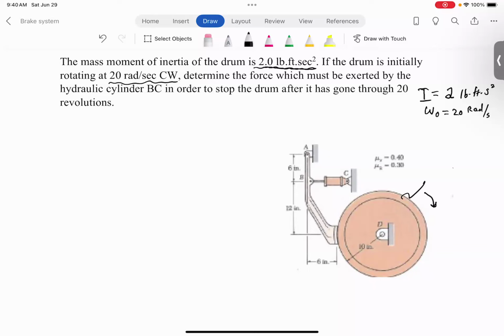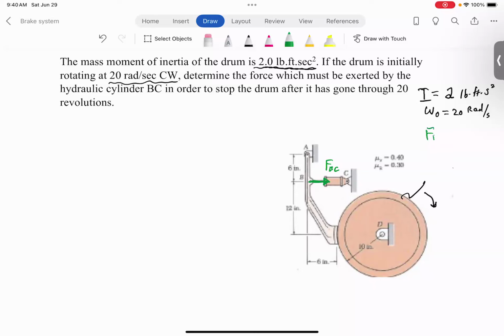It says determine the force exerted by the hydraulic cylinder, BC. So what force should be applied here? We call it FBC, that hydraulic cylinder. Basically, if this was a brake system in a car, it would be the force that you are exerting on the brake pedal. Of course, you can't exert a really large force, so you have the electronic system that will magnify the force for you. Okay, so what should be this force?